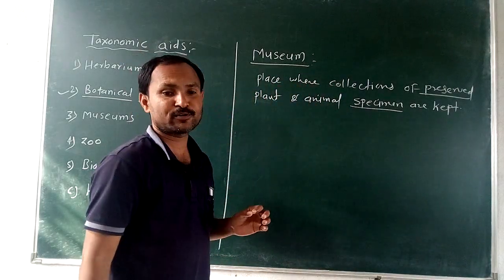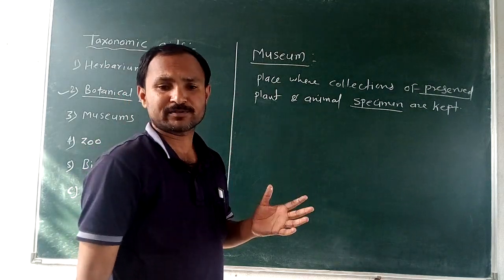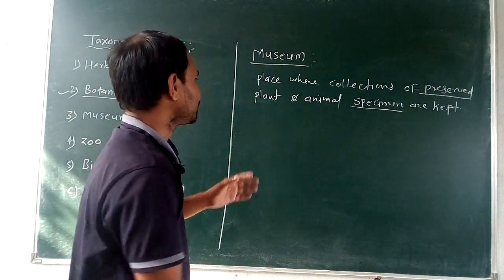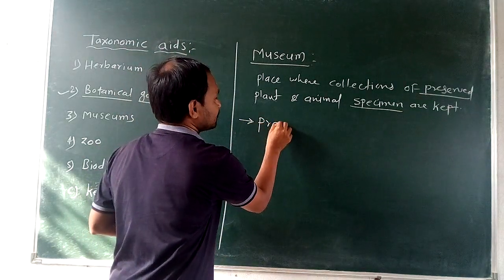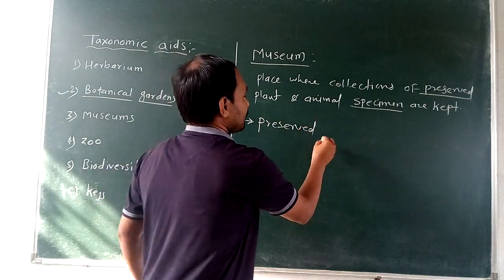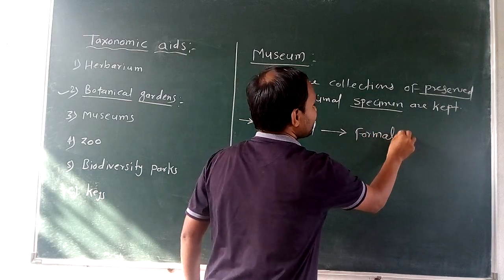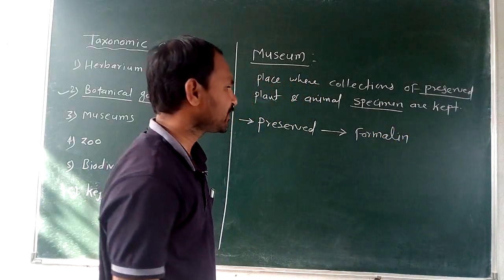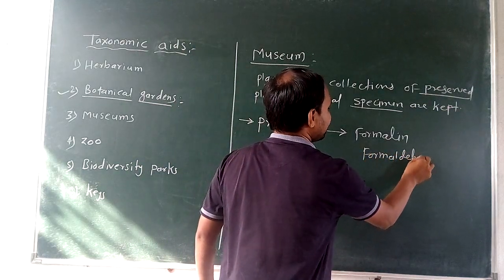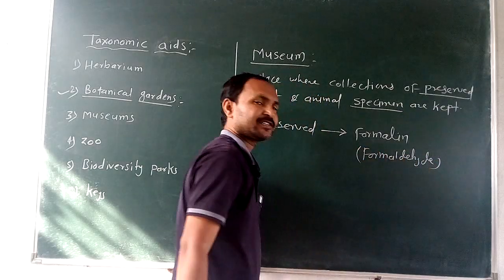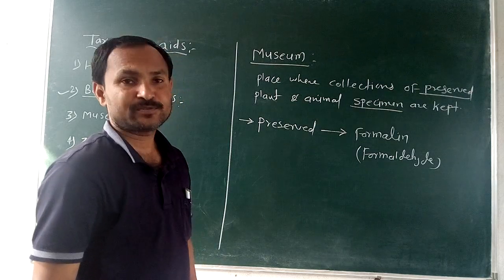This is the definition of museum. Plants and animals are preserved in a solution, and that solution is called formalin. Preserved in which solution? That we call formalin. Formalin is one of the solutions, and it contains formaldehyde. In that chemical, plant material and animal material can be preserved.